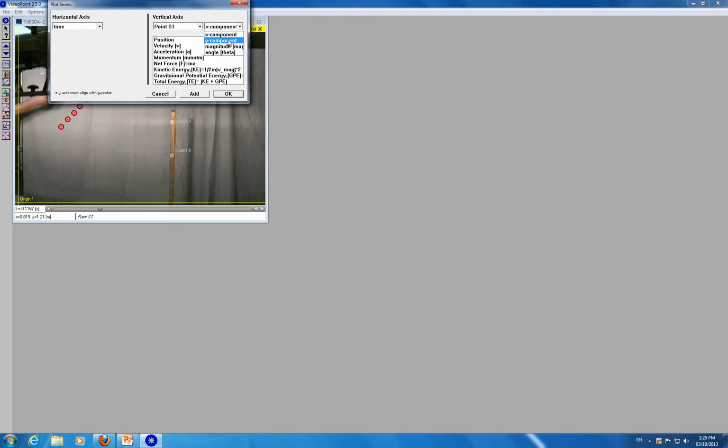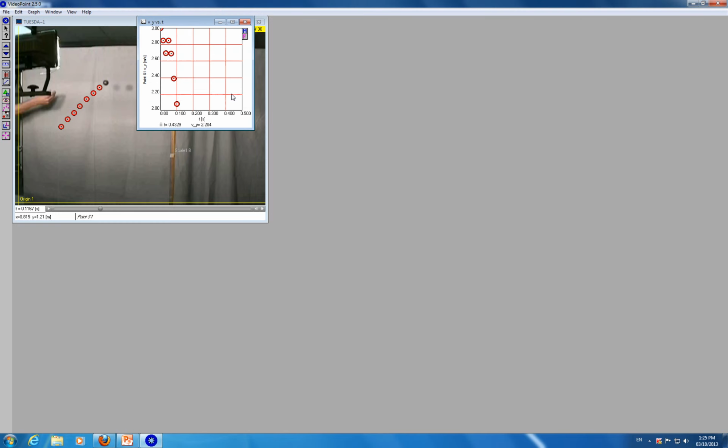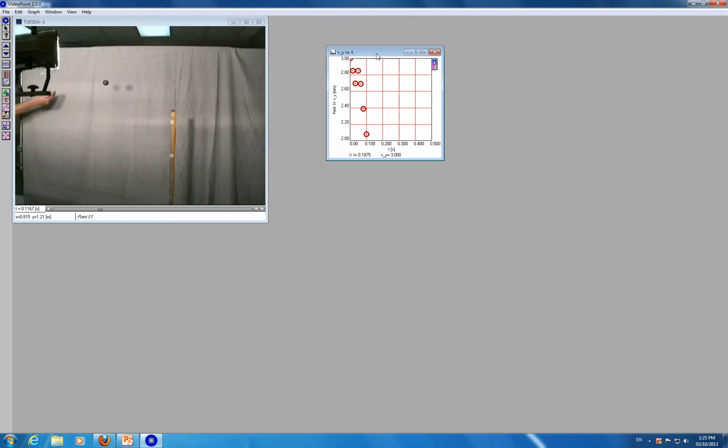So if you do something like, say, y component, and you want to look at velocity, once you hit OK, it will now make a graph of the y velocity as a function of time. And this is just the velocity in the y direction. So you hit OK, and here you go. And this doesn't look like much, because I didn't take a lot of data, and I didn't take it particularly accurately. But if you look here, you'll see it's v underscore y, so that's velocity in the y direction, and this is time.